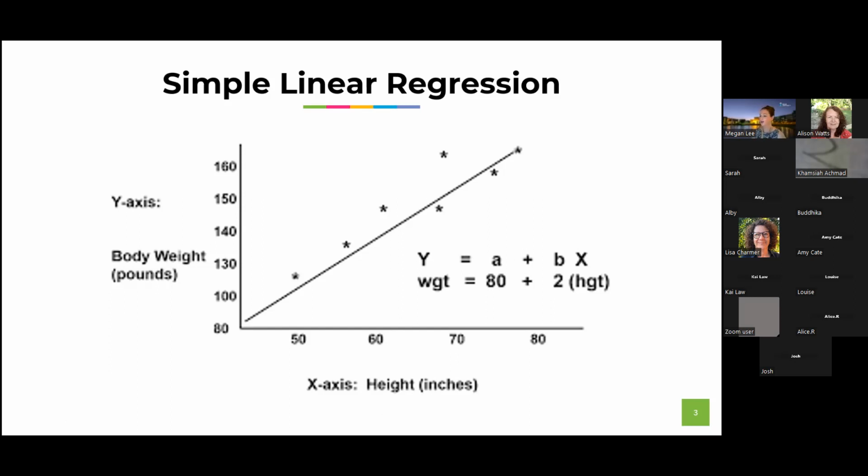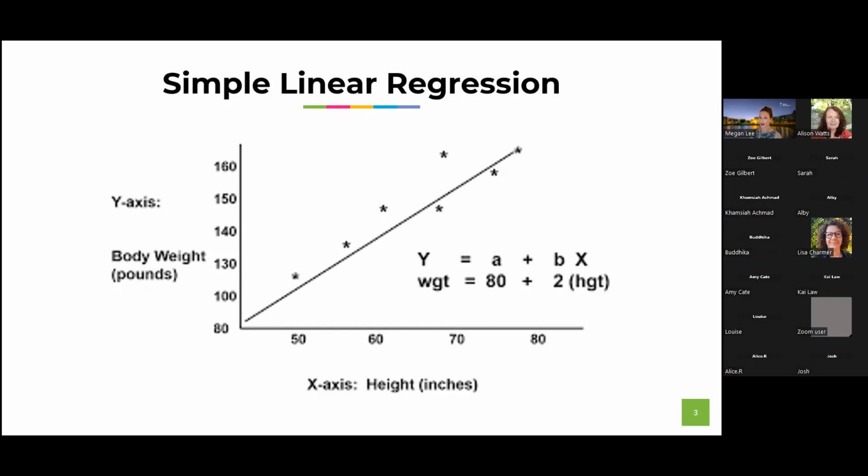Can you only use continuous data? Yes, Louise, you can only use continuous data unless you do a logistic regression, where you can use dichotomous, which means split into two. But simple linear regression must always be on two continuous variables. If you had a categorical variable, it would turn into an ANOVA or a t-test. Good. Okay, so the two is B.